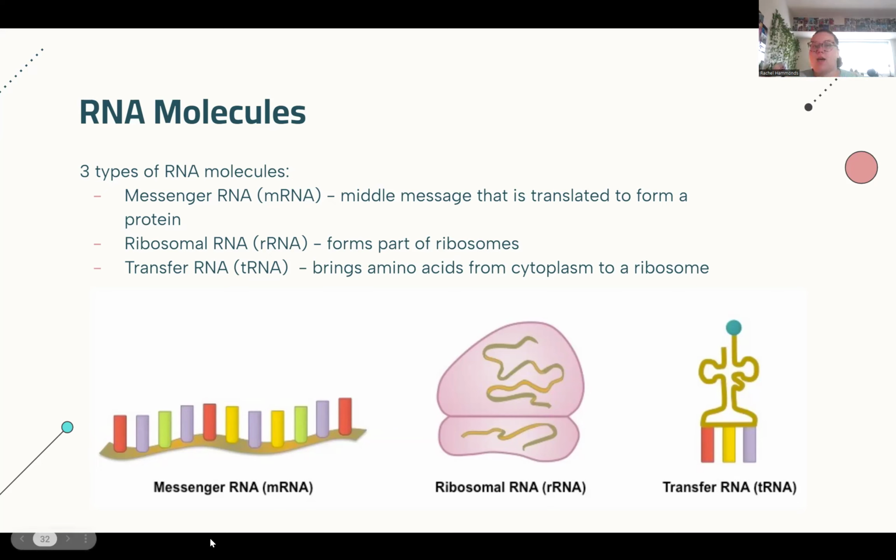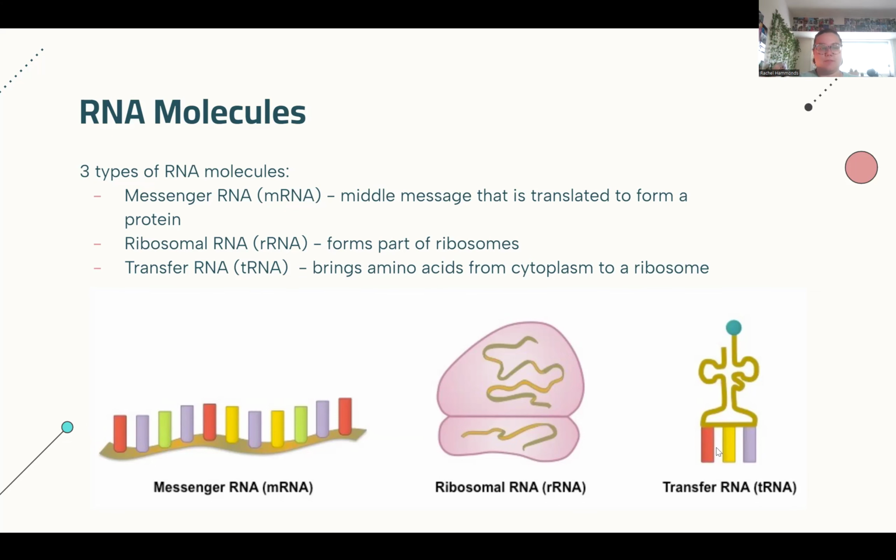Ribosomal RNA, or rRNA, forms the ribosomes. We talked about ribosomes when we were talking about membrane-bound organelles inside eukaryotic cells. This is a ribosome. This is actually a really big ribosome, but this is what a ribosome looks like. It's made up of rRNA. Then tRNA is transfer RNA. It brings the amino acids from the cytoplasm to the ribosome so they can be processed into a protein, and it has this weird shaped structure so it can carry three base pairs at a time.